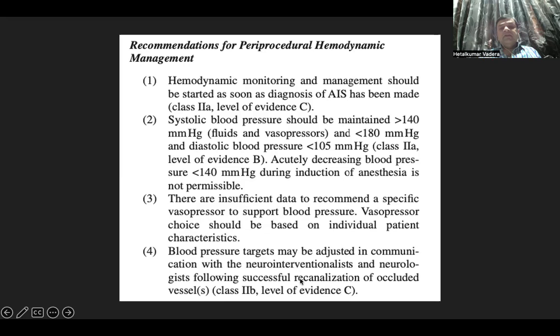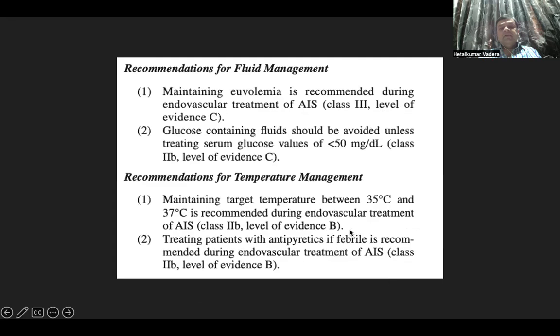Blood pressure targets may be adjusted in communication with interventionists and neurologists following successful recanalization of the occluded vessel. Fluid management: you should maintain euvolemia during the procedure. Glucose-containing fluid should be avoided unless treating a serum glucose level less than 50 mg/dl. For temperature, we should maintain normothermia.